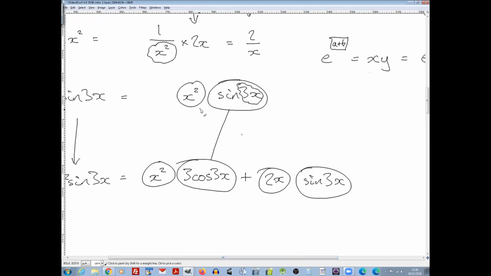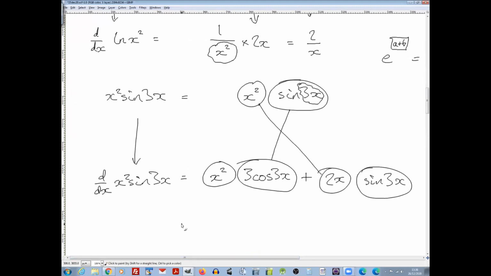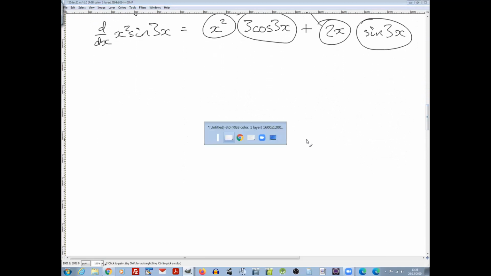Okay, are we done? We could simplify, but apart from simplifying, maybe. Let's try that. But there's not much to take out, is there? What's to be gained taking x out of there? We'd still have 3x cos 3x plus 2 sine 3x. There's no economy there. I agree, I think that's probably the best option.